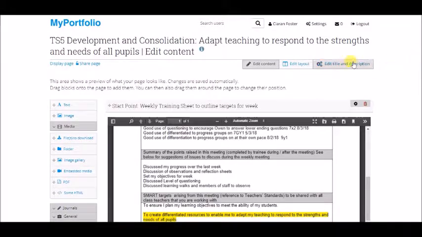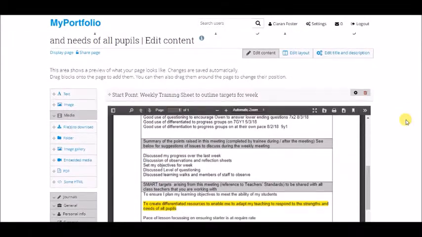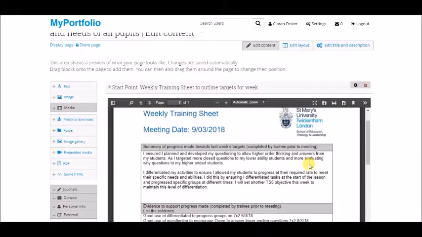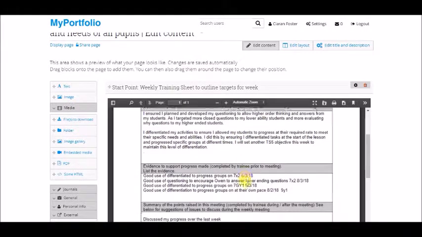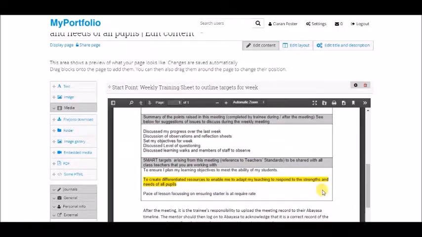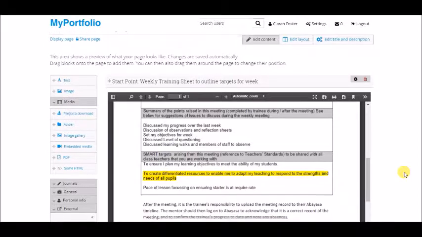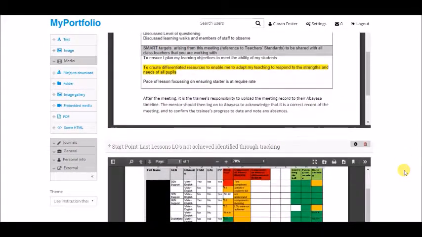So just looking at teaching standard 5, adapting teaching, respond to the strengths and needs of all pupils. Just at the start point for my weekly training meeting, I had a target of differentiation for the previous week, which I have worked on and developed. However, to further this, me and my mentor agreed that one way I'd look to differentiate further would be to create differentiated resources to enable me to adapt my teaching to respond to the strengths and needs of all of my pupils. So that was a focus for my week.